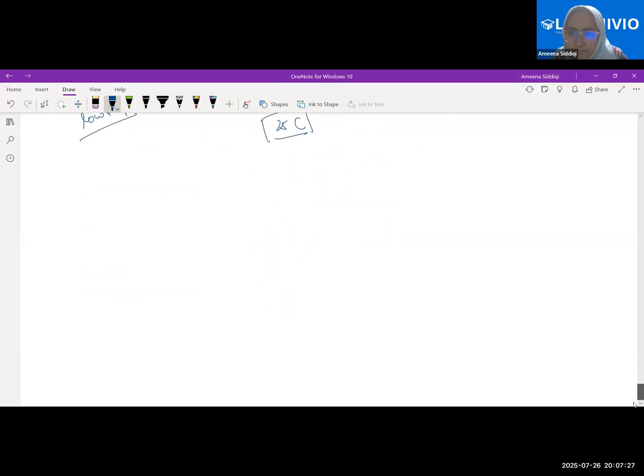Any other example? Nail polish remover. Yes, nail polish remover. Okay, good. Now, till now, we have been generally talking about the cases in which water is getting evaporated.